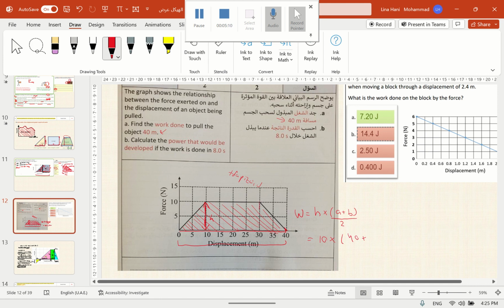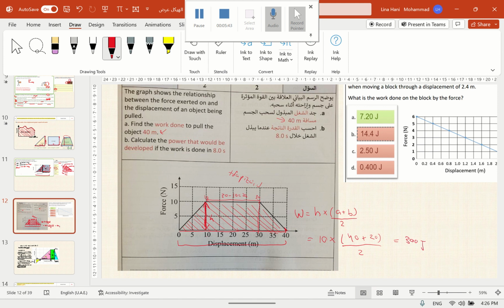Now the smaller base goes from 10 to 30, right? So this is 10, this is 30. You need to find the distance between 10 and 30. You subtract 30 minus 10, that's 20. So plus 20 divided by 2. Okay, now we add 20 plus 40, that's 60. 60 over 2, that's 30, times 10, that's 300 joules.